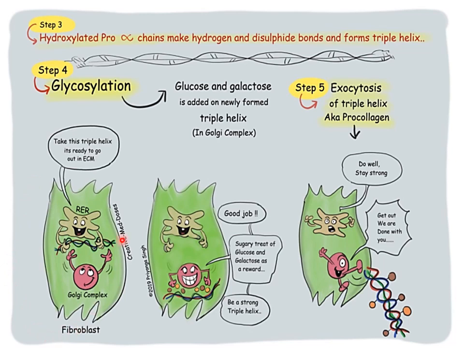You can see in the fibroblast there is a rough endoplasmic reticulum where the chain is synthesized and the triple helical structure is formed. After that it goes to the Golgi apparatus, and you can see the job is done: glucose and galactose are added to the hydroxylysine residues of the collagen molecules, making the triple helical structure stronger. Once glycosylation is completed, the collagen molecules will be secreted out to the extracellular matrix by the process of exocytosis. So you can see that by exocytosis the triple helical structure is secreted to the extracellular space.